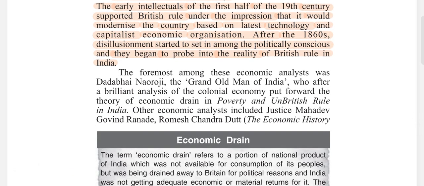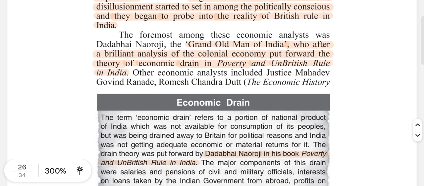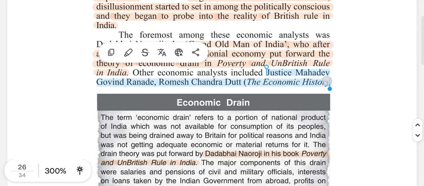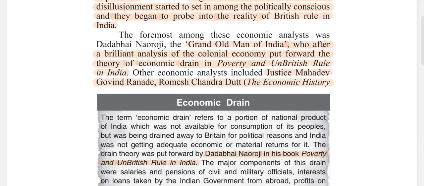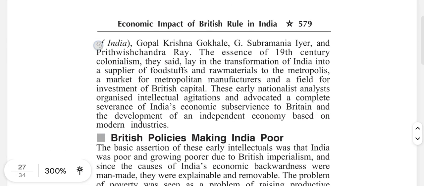The foremost among these economic analysts was Dadabhai Naoroji, the Grand Old Man of India, who after a brilliant analysis of the colonial economy put forward the theory of economic drain in Poverty and Un-British Rule in India. Other economic analysts included Justice Mahadev Govind Ranade, Romesh Chandra Dutt, Gopal Krishna Gokhale, G. Subramania Iyer, and Prithwis Chandra Ray.